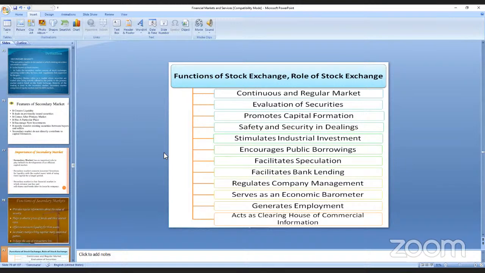Okay. Stimulates industrial investment, what is it? Industrial investment growth. The stock exchange will be helpful for it. Understood? Yes, ma'am. And encourages public borrowings.